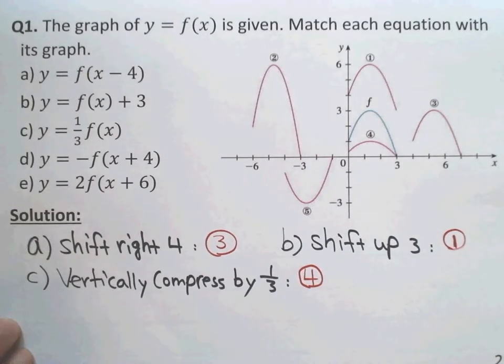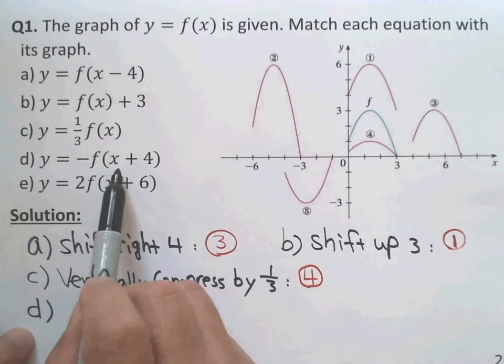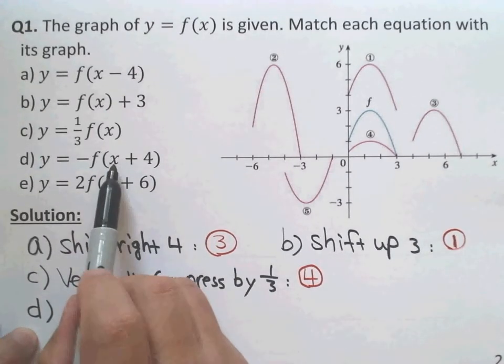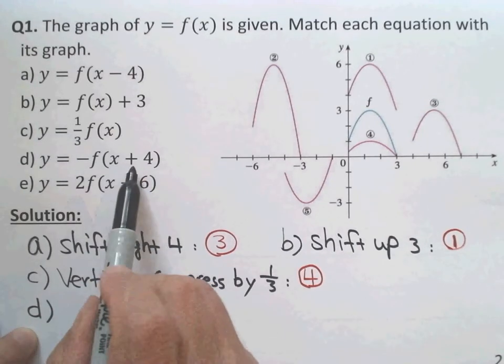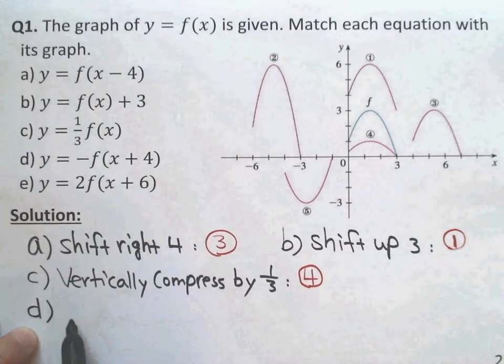One more. How about d? This time we need to go two steps. The first step, usually we shift first, shift left or right first. You shift plus, which is shift left. Shift left 4. Let me show you, from the original, shift left 4.